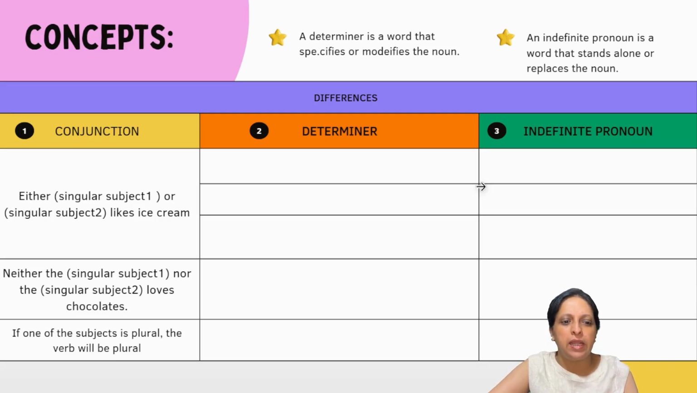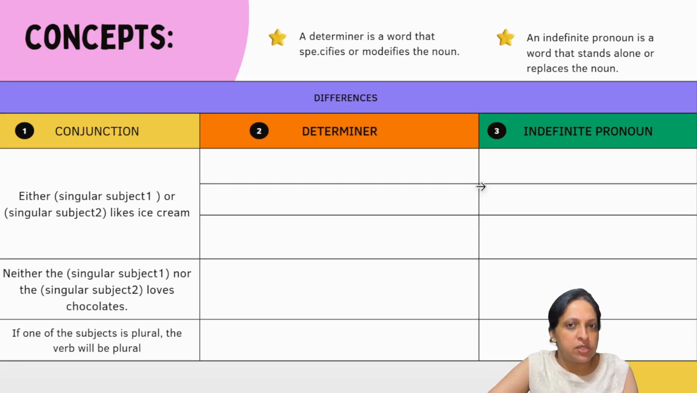Now words like either, neither, each can be used as a conjunction, determiner, or indefinite pronoun. And words like each can be used as a determiner or a pronoun. But how do we understand what are the rules that we need to keep in mind in order to be sure that the subject-verb agreement is right? So let us now just do a quick recap, at the same time understand the concept very clearly.